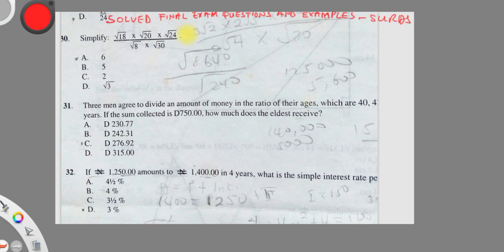So let us continue. This is equal to what? The square root of 18 is the square root of 9 times 2. This is the square root of 18, okay? Times the square root of 20, which is 4 times 5. This is the square root of 20, okay?